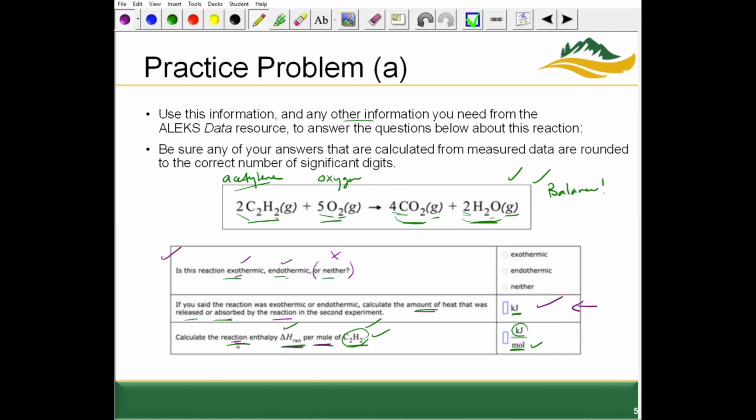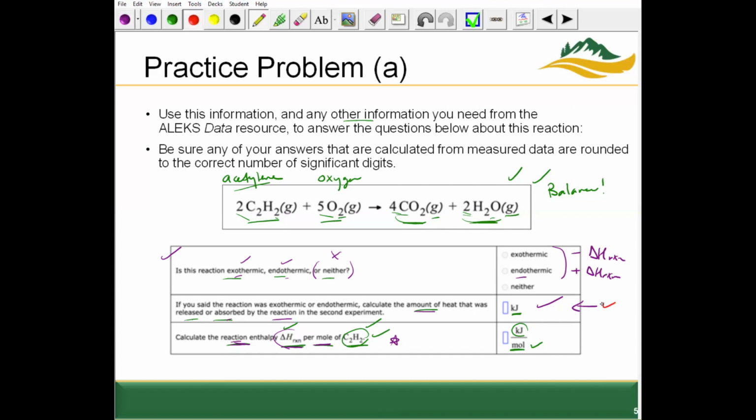Then we can calculate the reaction enthalpy, so delta H of reaction. Once we know the sign of this and make sure it makes sense, then we can say, is it endothermic or exothermic? Exothermic will have a negative delta H of reaction or enthalpy of reaction. Endothermic, a positive enthalpy of reaction.